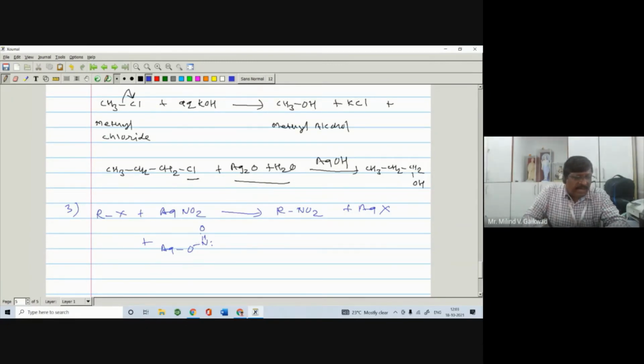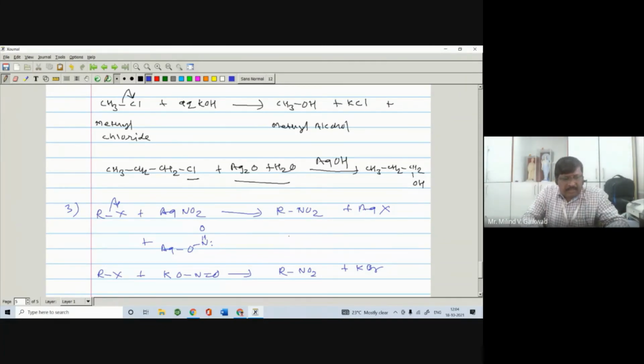So when this silver nitrite is treated with alkyl halide, there is a formation of nitroalkane. Even when the alkyl halide is treated with potassium nitrite, K for potassium and NO2 with the N double bond O, right? So potassium nitrite, then what happens? There is a formation of the corresponding RNO2 plus KBr. So in this way you get such types of compounds.